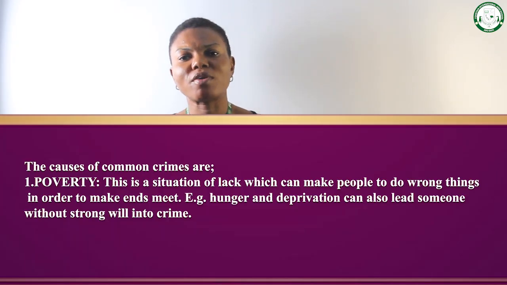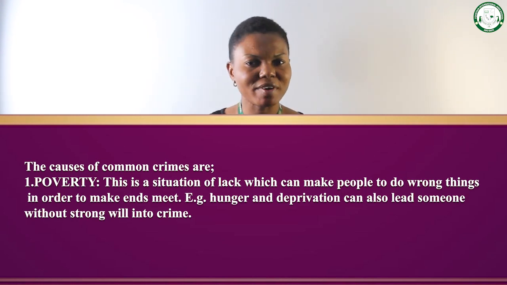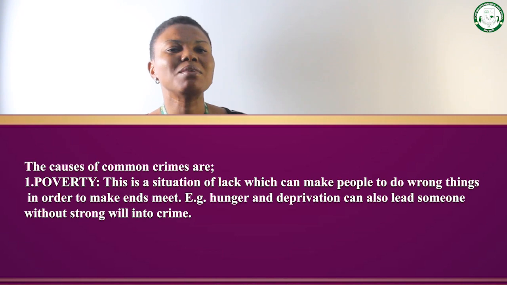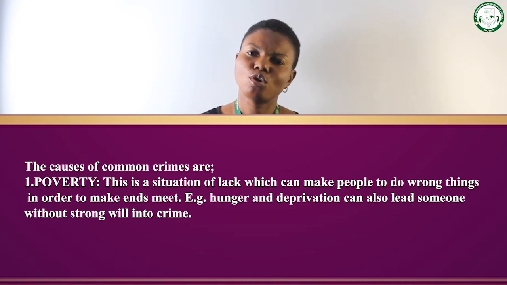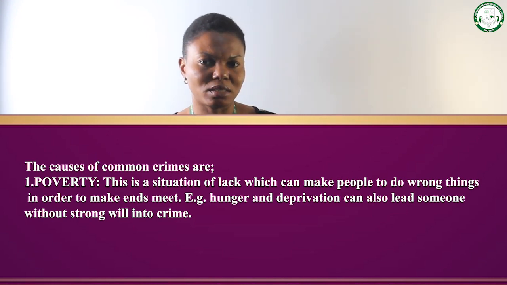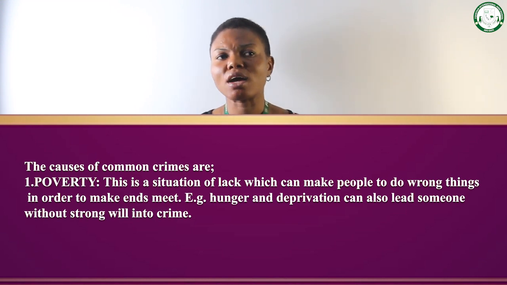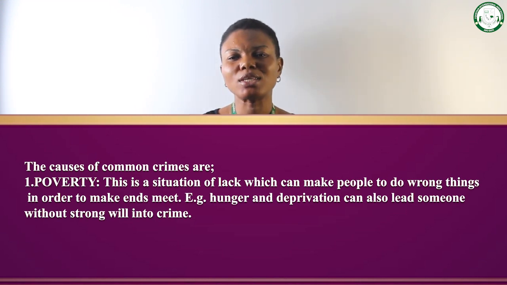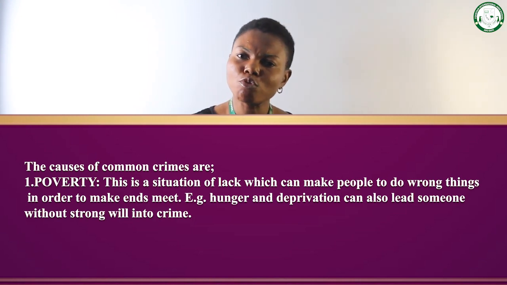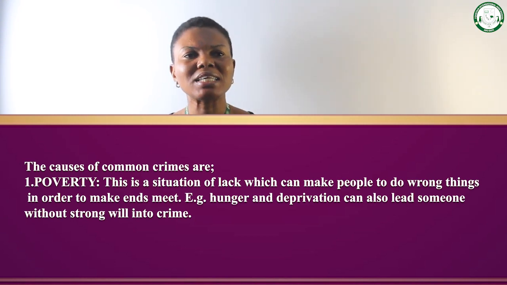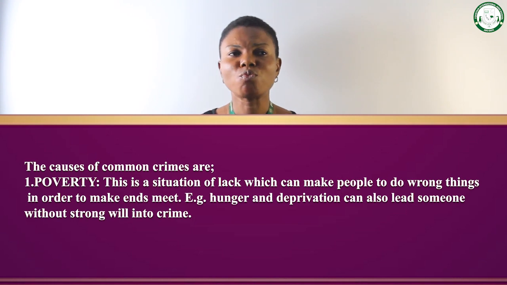So this brings us to the reasons why people commit these common crimes, otherwise known as the causes of common crimes. One of the causes of common crime we can find in our society today is poverty. What is poverty? Poverty means when you are lacking vital things or basic things of life, which are food, clothing, and shelter, amidst other things. Now, this is a situation of lack which can make people do wrong things in order to make ends meet. And basic needs of life, like I earlier stated, are food, clothing, and shelter. When we lack this, it can make people do things which are wrong.